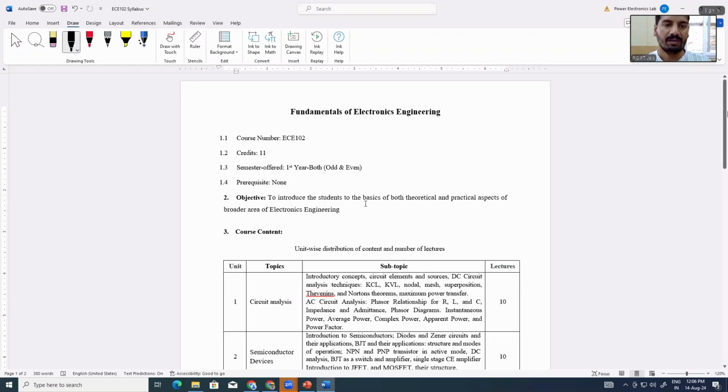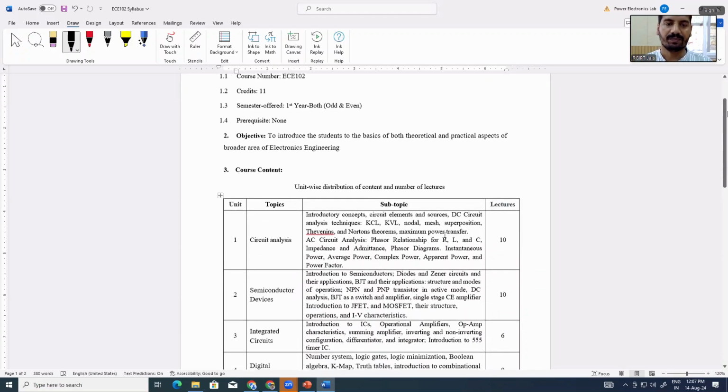You can see the semester offered is the first year. It is offered in both odd and even semesters. For you it is in the odd semester only. For some other students, it is in the even semester, because it is an institute course, so all engineering students will have to study this course. Here are the course contents.